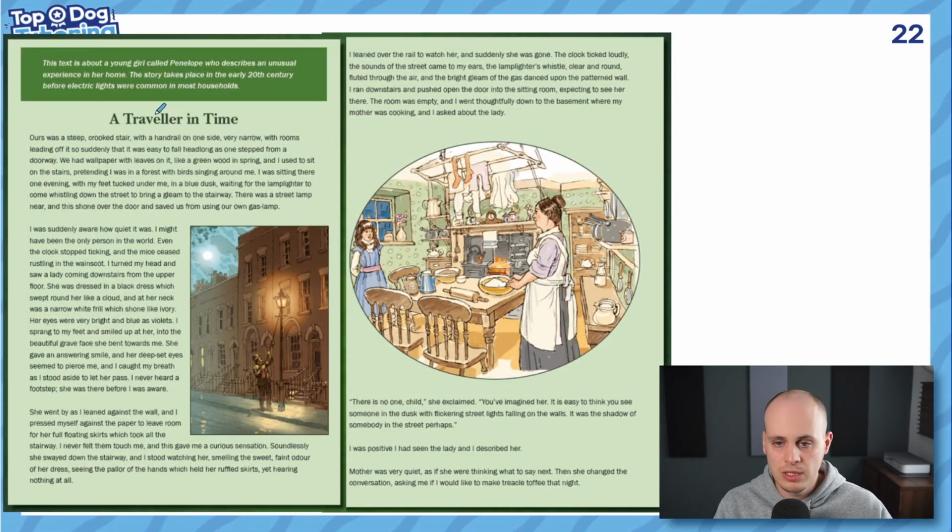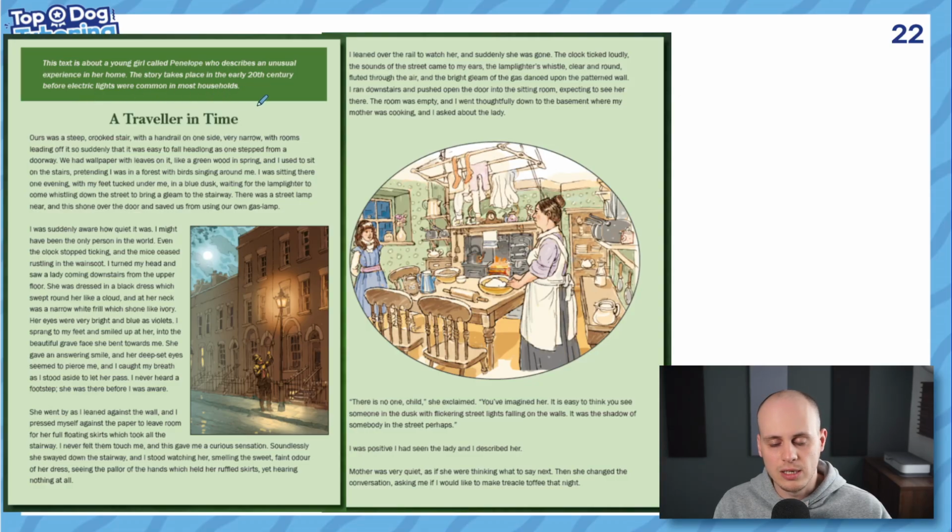So here we go. I'm going to read this to you. I'm sorry if it's a bit small, but hopefully you can read along if you pull the screen a bit closer, or make it full screen, whatever. So anyway, it says this. This text is about a young girl called Penelope who describes an unusual experience in her home. The story takes place in the early 20th century, before electric lights were common in most households.